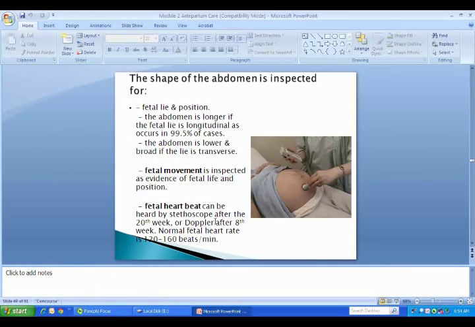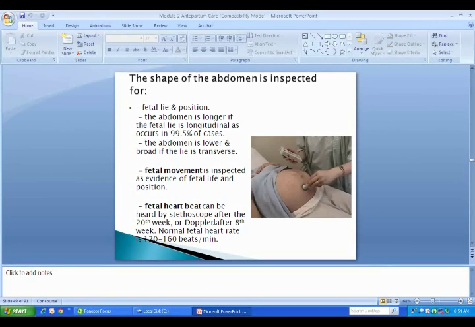We also check for fetal movement. Do we see the baby move? I'm telling you, in the last few weeks, I know from being a labor and delivery nurse, you can just look at the stomach, you can see the baby's arm or shoulder move across the stomach.